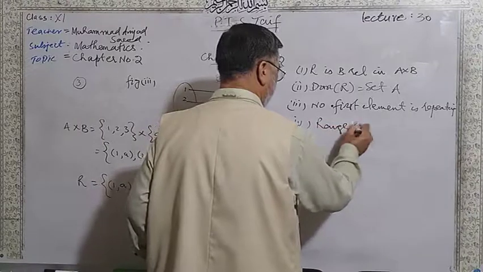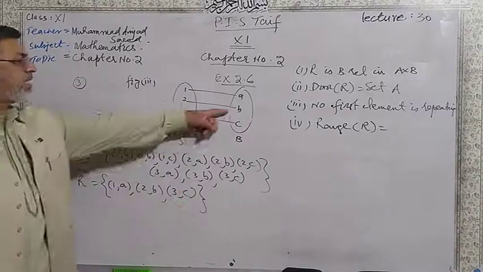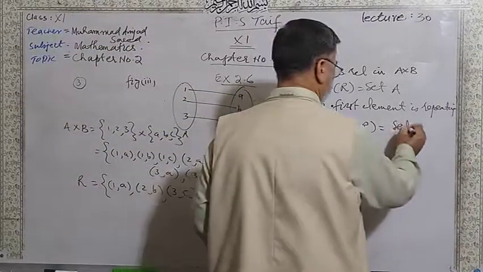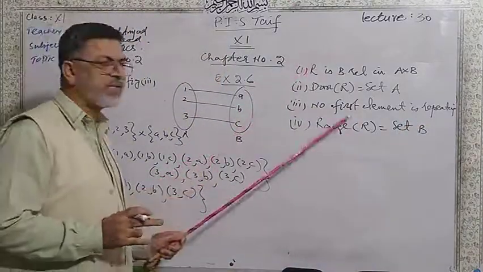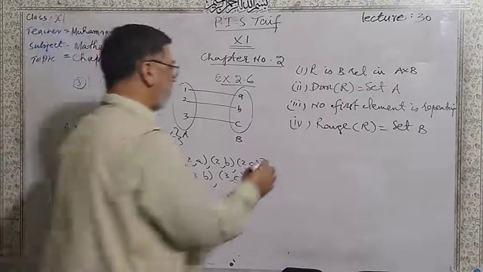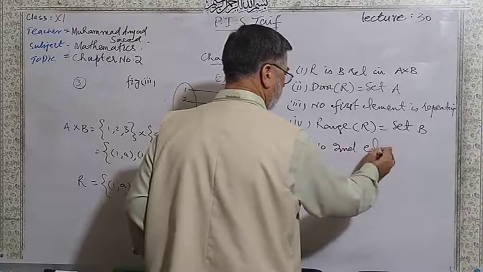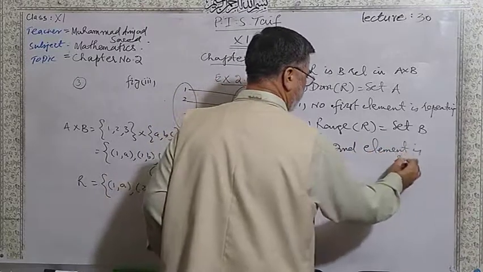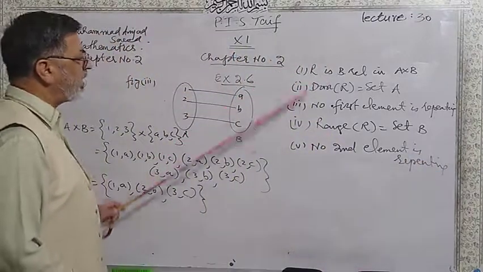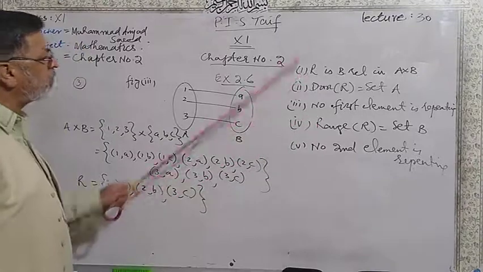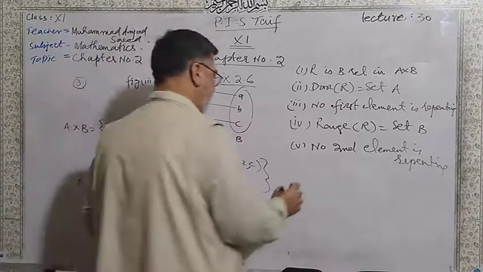Number 4. Range of R is equal to A, B, C. That is set B. Yes. Range of R is equal to set B. 4 conditions are satisfied. So far this function is an onto function. Number 5. No second element is repeating. So dear students, the first 4 conditions say that it is an onto function. The 5th condition says it is a one-to-one function also.